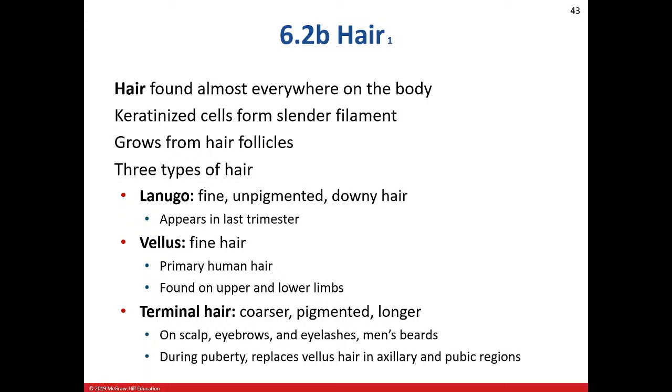Anyway, lanugo is that fine, unpigmented down that appears on the fetus in the last trimester. The vellus is a fine hair. It's the first human hair to form on the baby, and it's found on the upper and the lower limbs. Terminal hair is a coarser pigmented hair that will be longer, and you find that on the scalp, the eyebrows, the eyelashes, and of course in men's beards. During puberty, it replaces the vellus hair in the axillary and pubic regions. That is, axillary, remember, is the armpit.